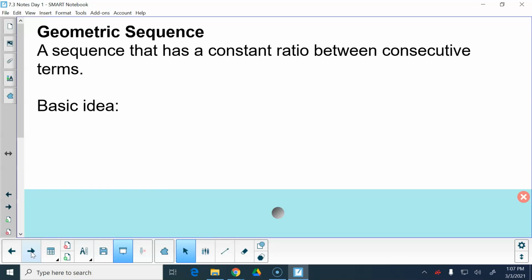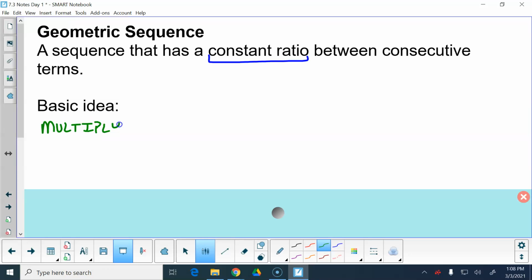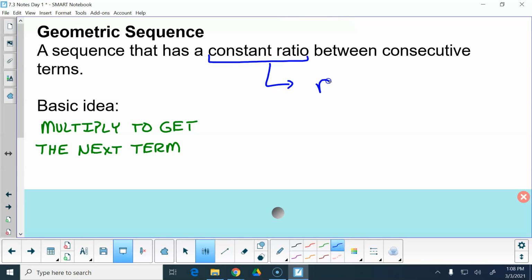All right. So a geometric sequence is a sequence that has a constant ratio between consecutive terms. So that constant ratio is what you use to find the next term. Okay? So basically what you're doing is you are multiplying to get the next term. We're multiplying to get the next term.